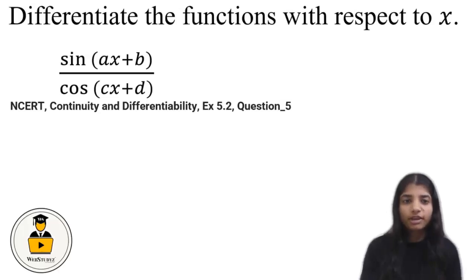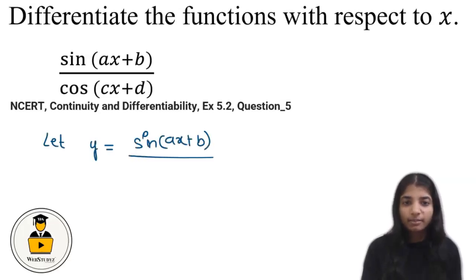Here we have to differentiate the function with respect to x. The function is sin(ax + b) divided by cos(cx + d). Let us consider y = sin(ax + b) / cos(cx + d). Here we have a function in the form of a division.